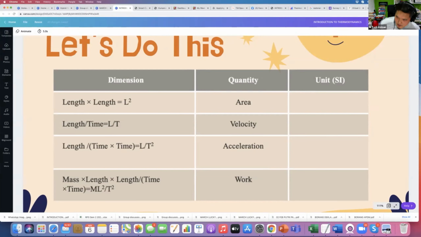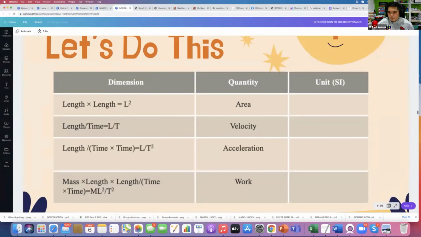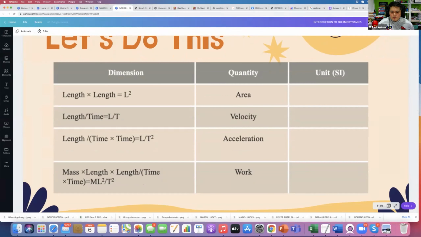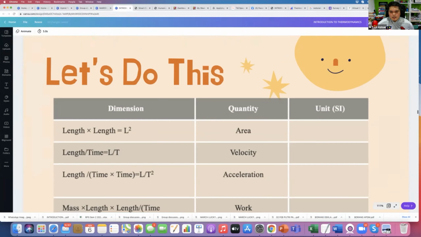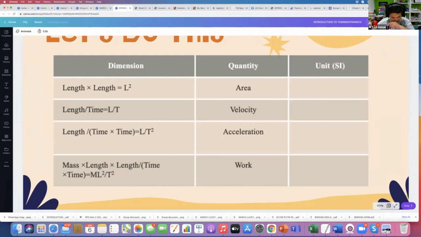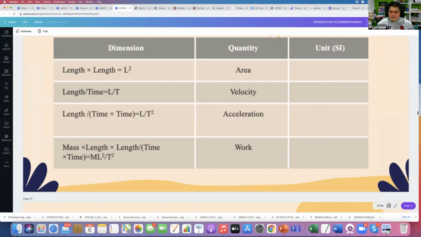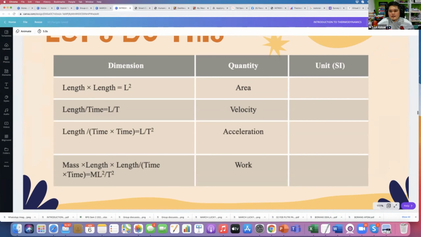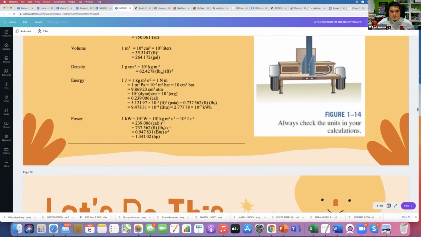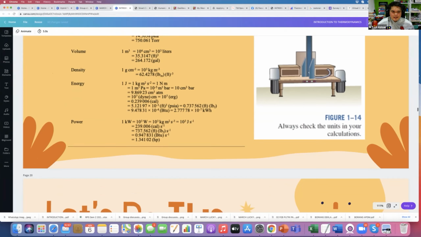It will be meter square, right? And then velocity will be meter per second. Acceleration will be meter per second square. And work as well. Work, what is that? Can you have a guess at the last answer here? What do you think the unit for work will be? Work is joule.